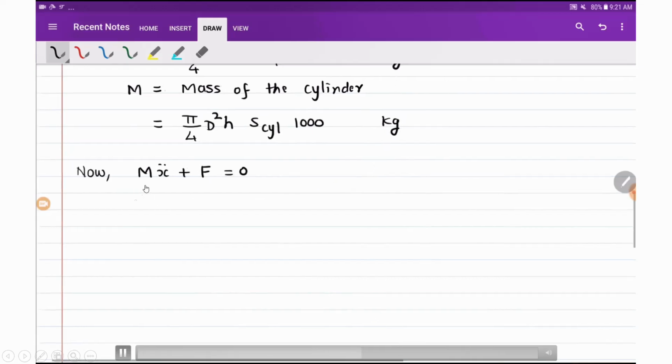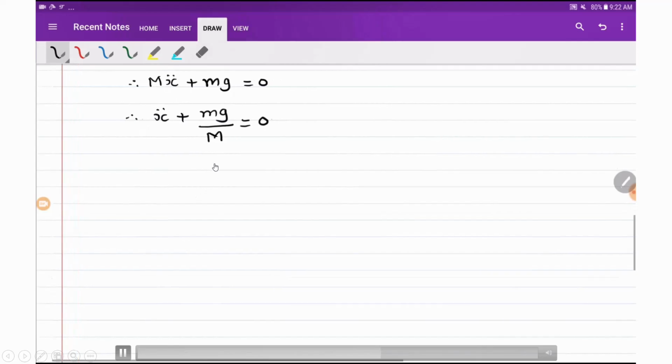Now the equation of motion is inertia force plus restoring force is equal to 0. Inertia force will be for the entire cylinder, whereas the restoring force will be only for the small mass of the liquid that is displaced. That is, force or weight will always act vertically in the downward direction. So W is equal to mg, so here F is equal to mg. Now M x double dot plus mg is equal to 0, divided throughout by capital M. So x double dot plus mg by M is equal to 0.